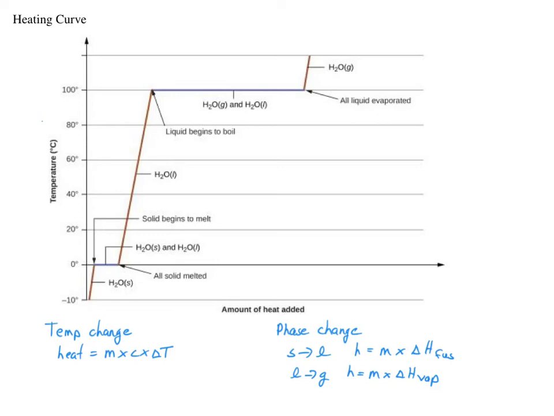Let's consider a heating curve of water. That is what's going on with the temperature as we add heat at a consistent rate. We're consistently adding heat and we're monitoring the temperature. In this example, we're starting out at minus 10 degrees C. The water is going to be in the solid phase.